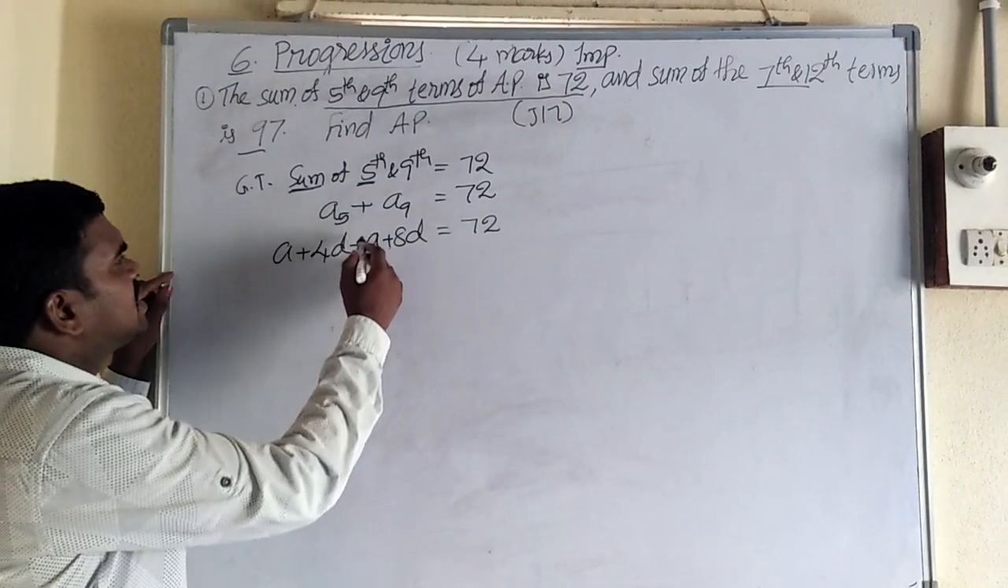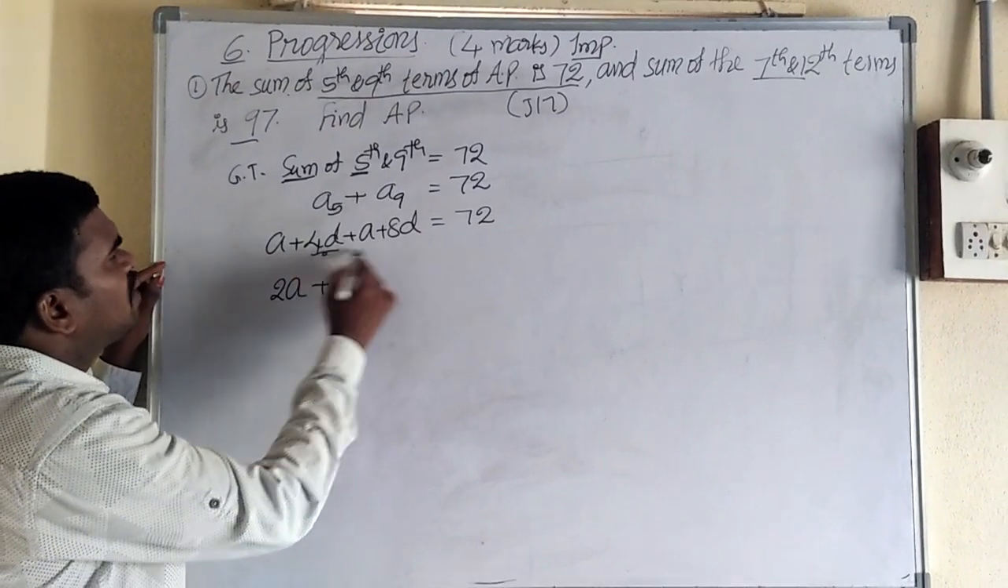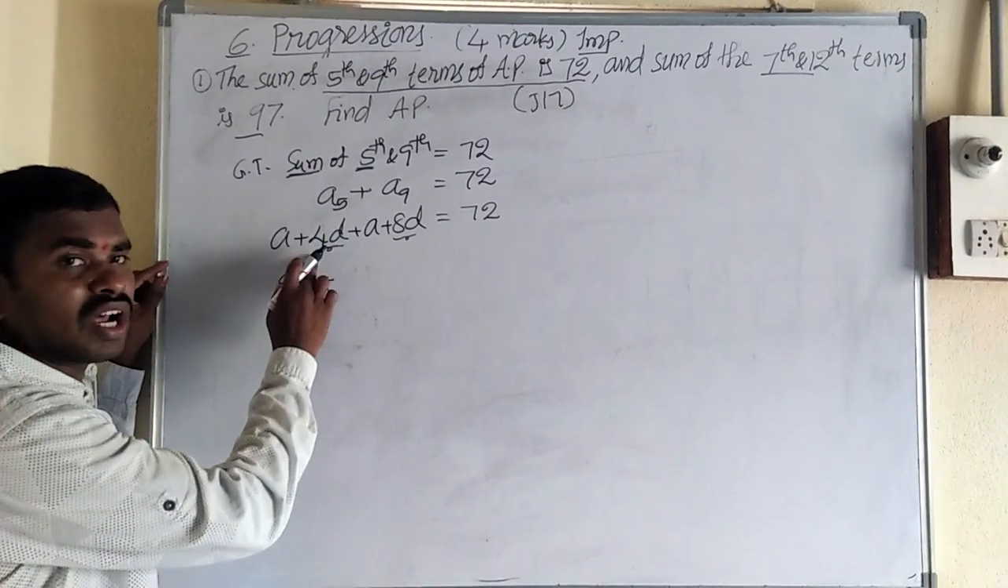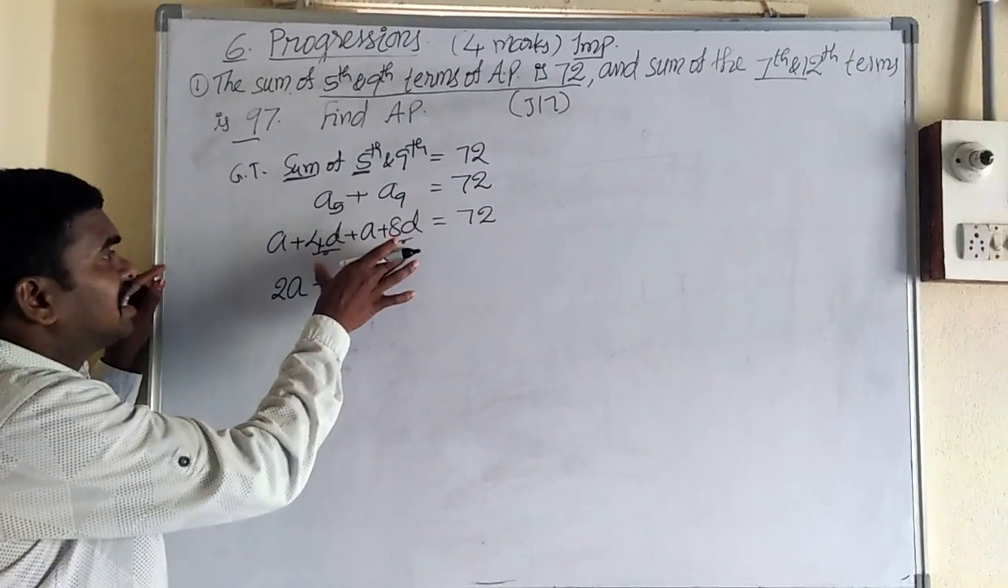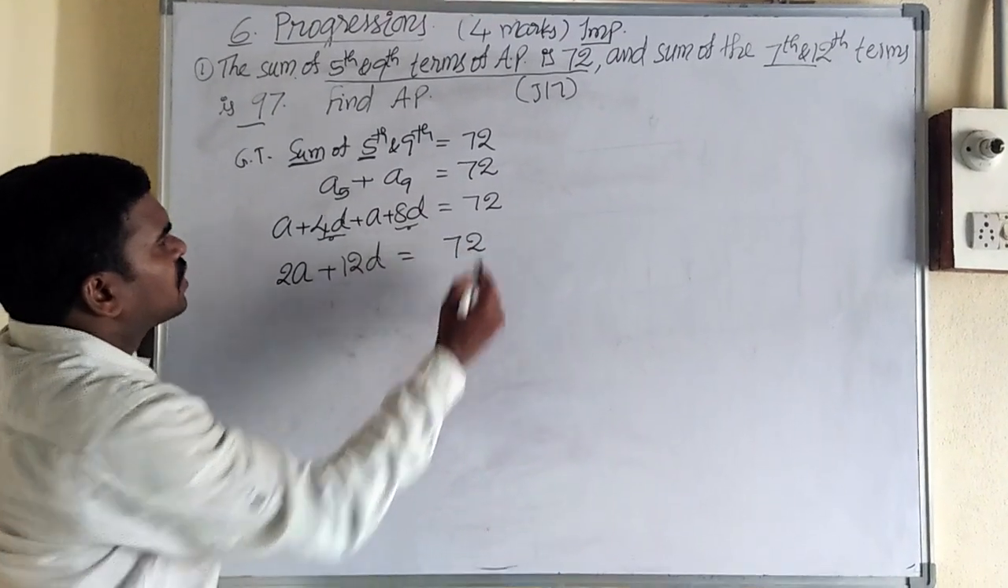So now A plus A is 2A. Next, 4D plus 8D. In D terms, here 4 are there, here 8 are there, so the total D terms become 12. So it is 2A plus 12D equal to 72.